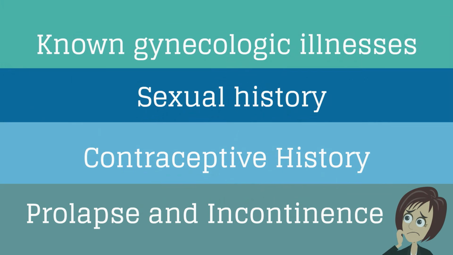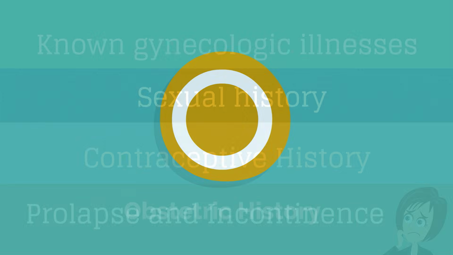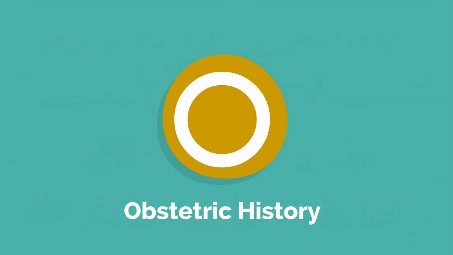Also remember to ask about prolapse and incontinence. Many women may be embarrassed by these conditions and may not mention them unless you specifically ask. Moving next to her obstetrical history. This includes the gravidity, which is the number of pregnancies, and parity, which are the pregnancy outcomes.